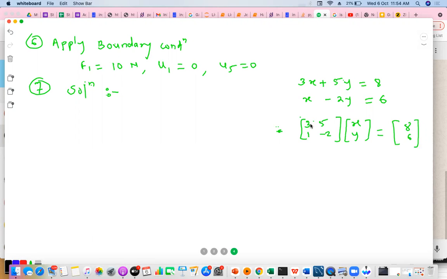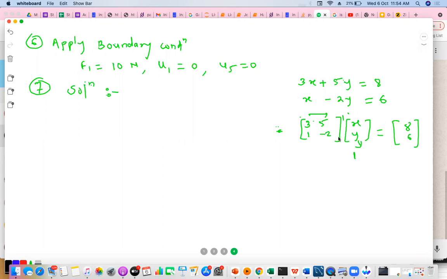So now if I multiply this with this, I will get these equations: 3x plus 5y is equal to 8, and 1 into x minus 2y is equal to 6. So this is the same thing. Now with boundary conditions, let us say I will have y is equal to 1 given. This is my boundary condition, and here I have put the values. So this way it will be given to me.